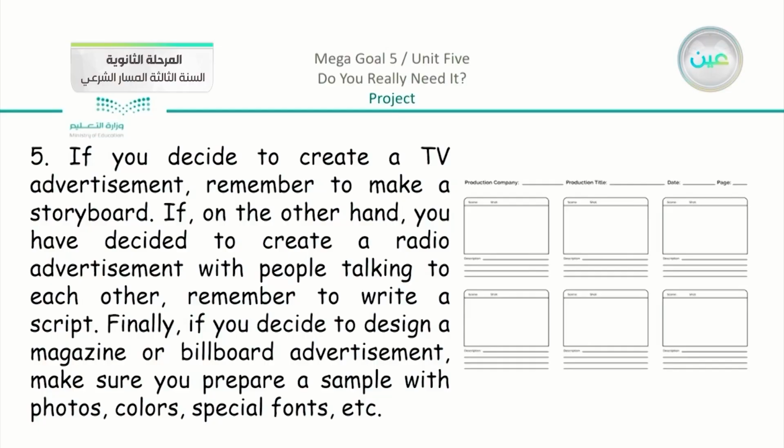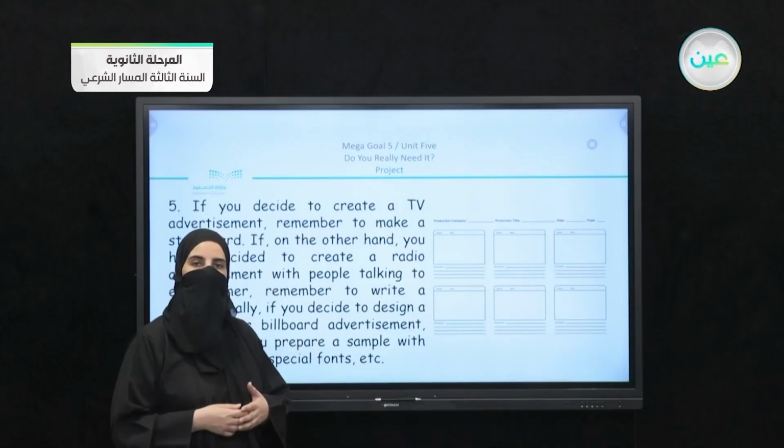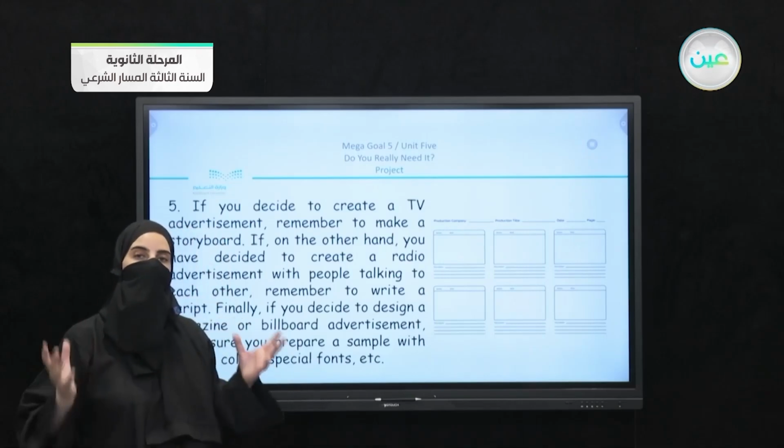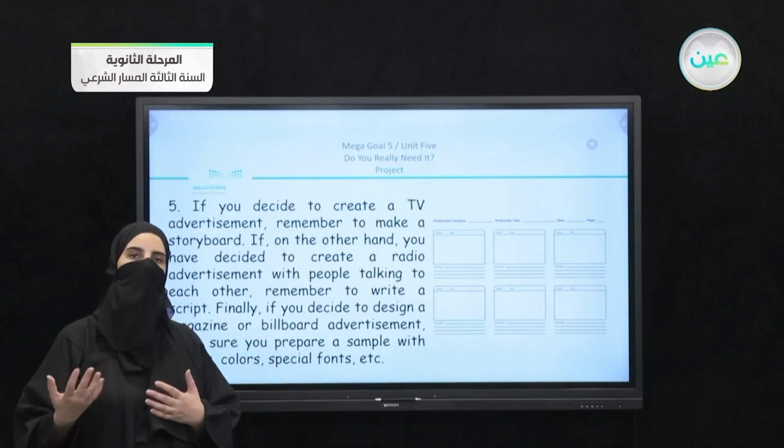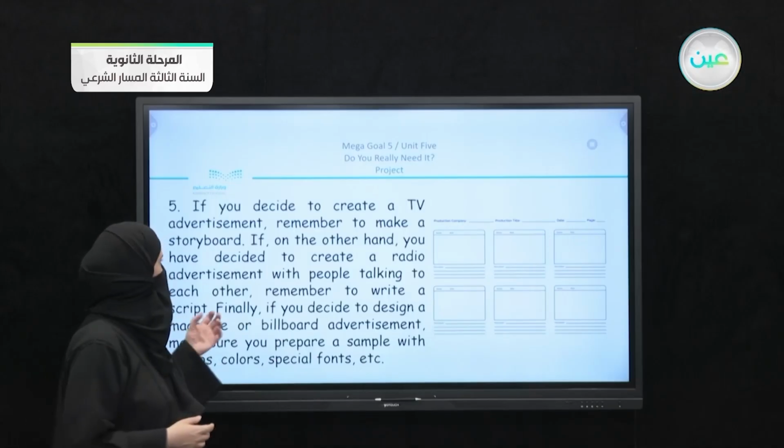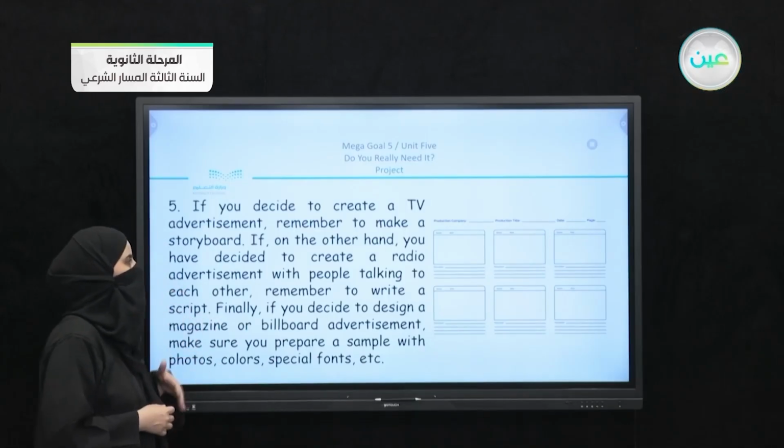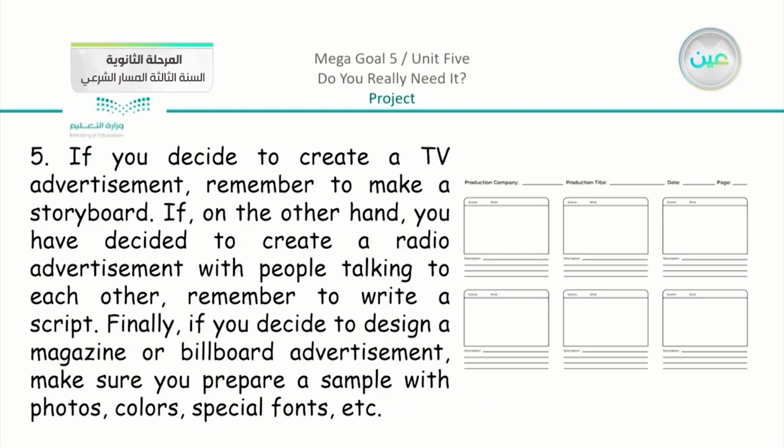Now you can see here in number 5, if you decide to create a TV advertisement, remember to make a storyboard. Now, do you remember when we did this type of storyboard in Unit 4? We had our project to create a complete storyboard about a kind of movie or genre. If, on the other hand, you have decided to create a radio advertisement with people talking to each other, remember to write a script. Finally, if you decide to design a magazine or a billboard advertisement, make sure you prepare a sample with photos, colors, special fonts, etc.